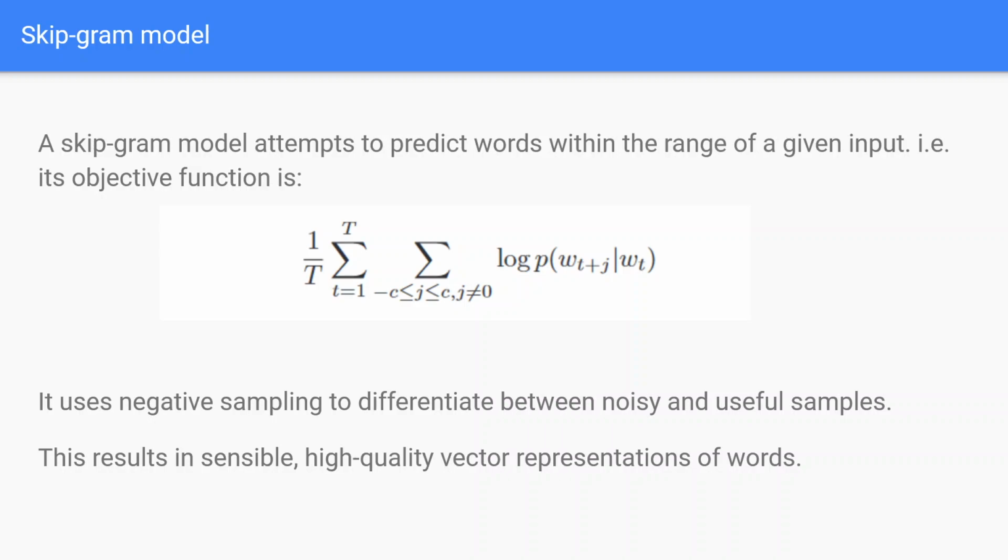How does the skipgram model use negative sampling to differentiate between noisy and useful samples? What is negative sampling? Negative sampling is to teach the model to differentiate between the correct pairs of words predicted and the wrong pairs of words predicted. That is, a correct input output pair versus a wrong input output pair.